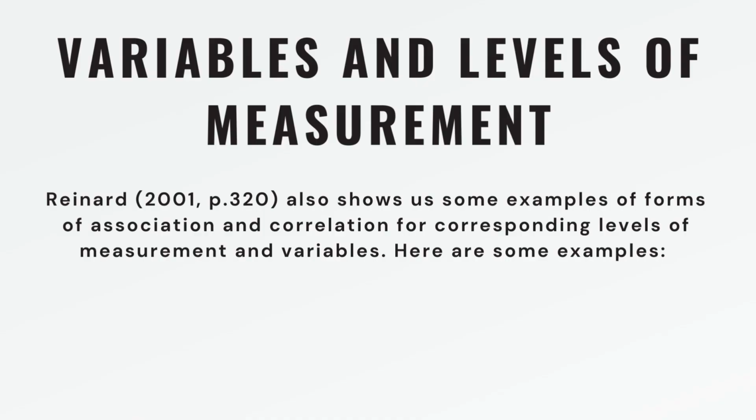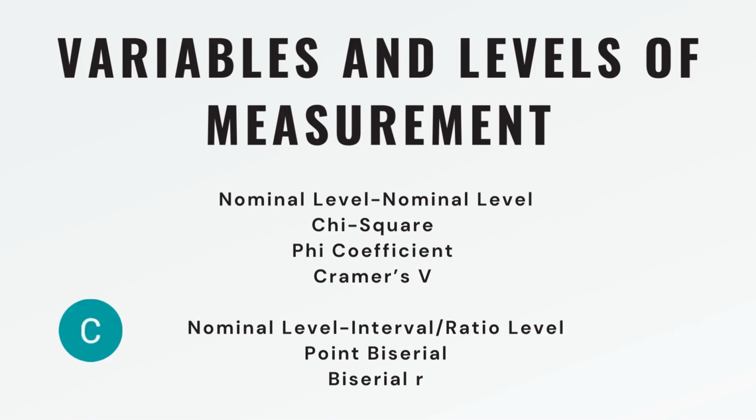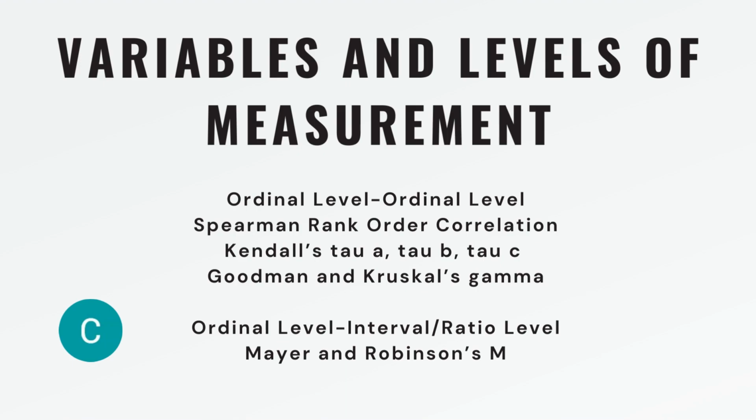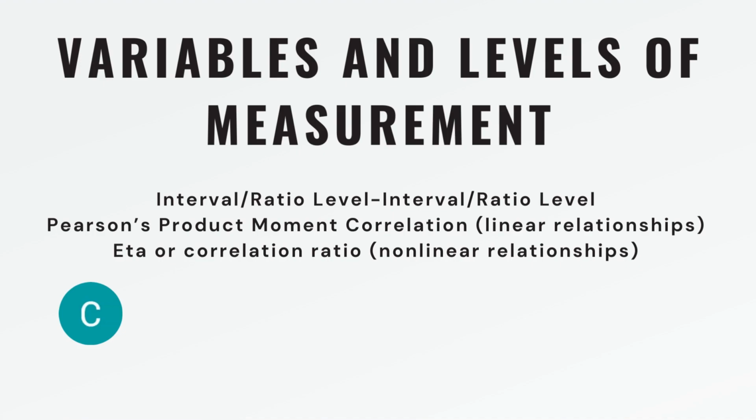Reynard also shares a list of forms of association and correlation for corresponding levels of measurement and variables. Here are some examples from the list. Here are some examples of measures of association for nominal level variables, as well as nominal level to interval ratio level variables. Then, here are some examples of measures of association for ordinal level variables, as well as ordinal level to interval ratio level variables. Finally, here are examples of measures for interval ratio level variables to interval ratio level variables.